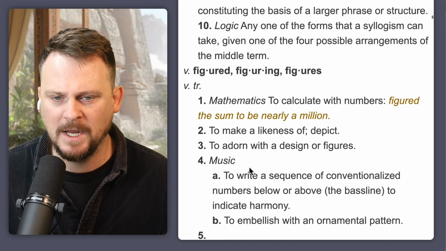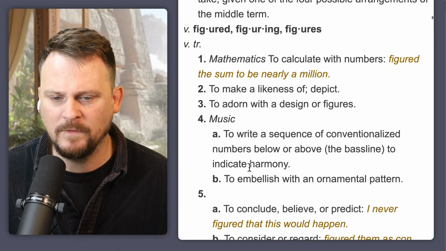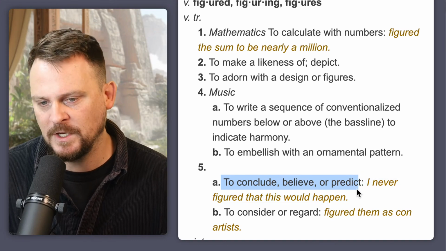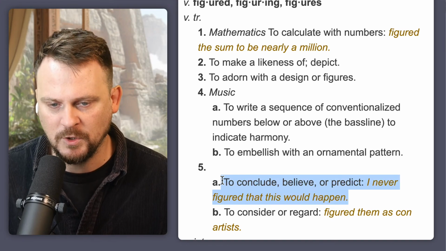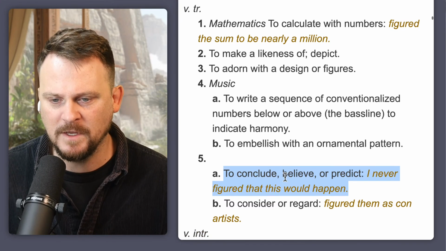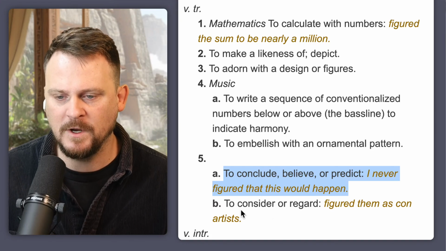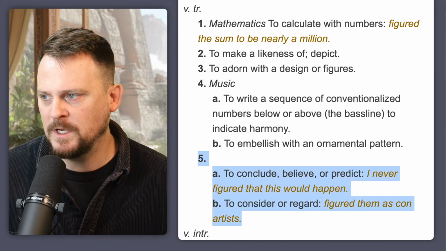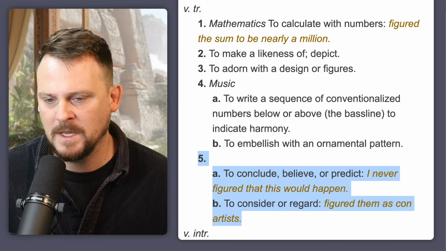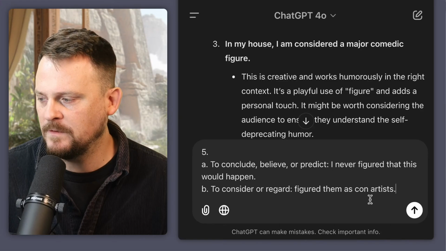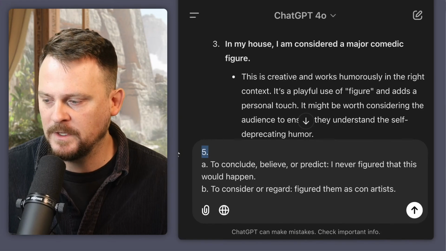Let's pick out one of the verbs here. To conclude, believe or predict. Again, just in the interest of time, I don't want to be too exhaustive here. To conclude, believe, or predict. I never figured this would happen. And then to consider or regard, figured them as con artists. So now what I'm going to do is try to practice these. I'll paste them in and give some instructions here.